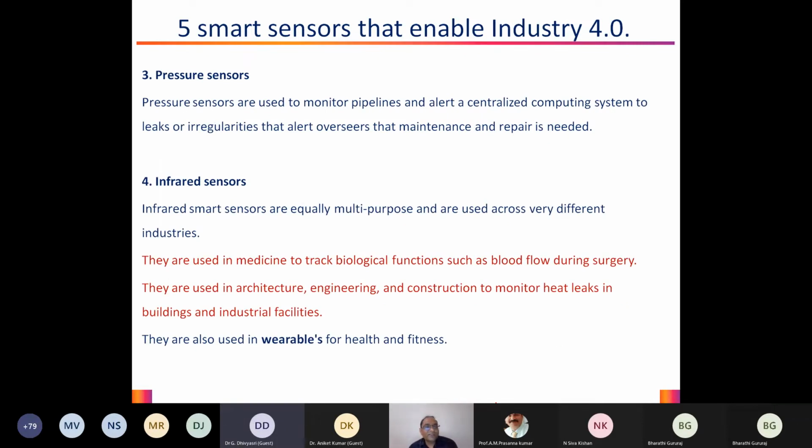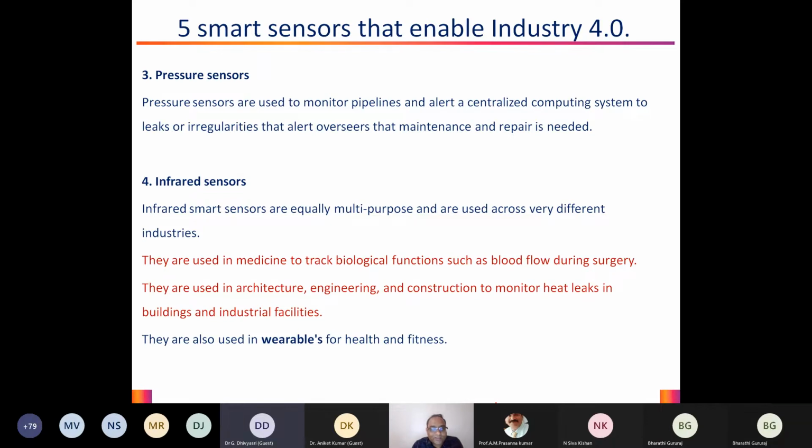Then there are pressure sensors, which these days are widely popular in the automotive industry. Various pressure levels are checked, be it the engine pressure or the tire pressure. So at various levels these pressure sensors can be used, right? And then one of the most widely used sensors in embedded systems is the infrared sensor. You can use these infrared sensors from small applications to very complex applications.